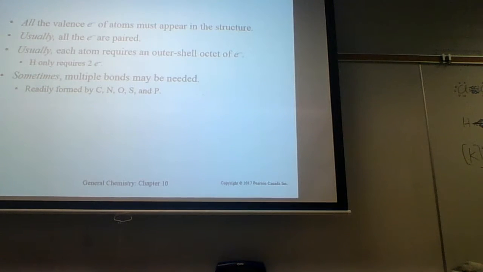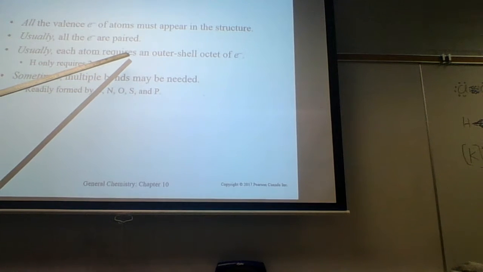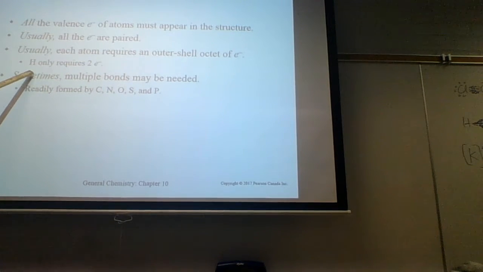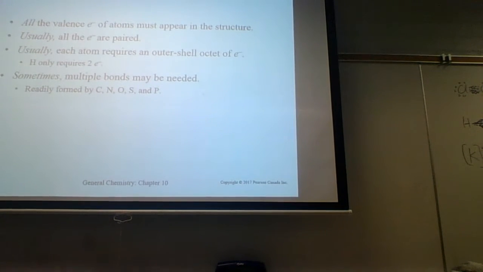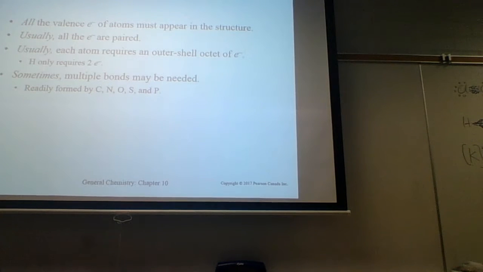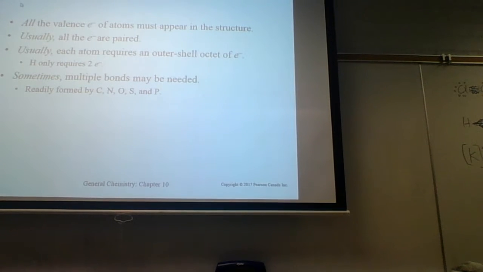All right, so let's go to writing Lewis structures. This is just the same rules as in Chem 4. All the valence electrons we count. We usually try to pair the electrons. Usually terminal atoms, we fill the octets first, or hydrogen only requires 2. Multiple bonds sometimes are needed. Well, that's just a kind of overview. Let's go to the actual rules for this.